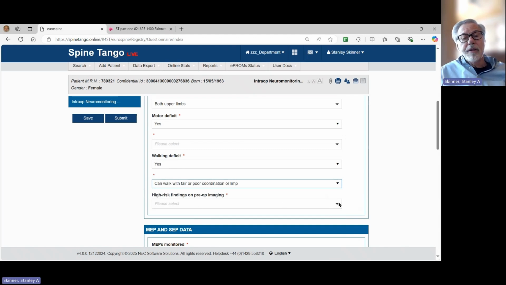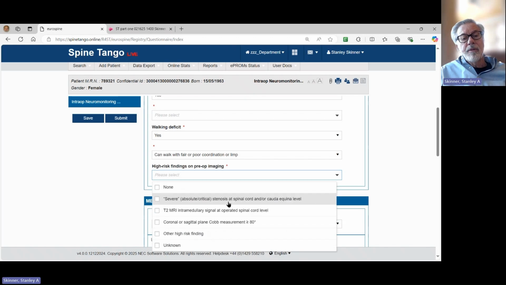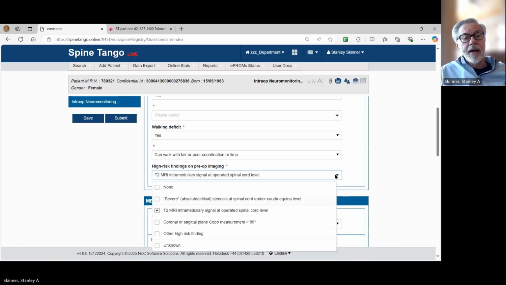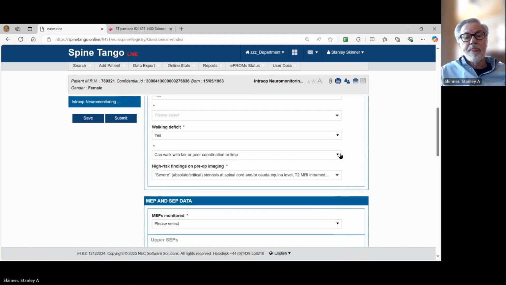High risk findings on imaging. There may be none, there may be other high risk, but we're going to say there's a T2 intramedullary signal present. Click outside to go on. We could also include severe absolute critical stenosis, for example.